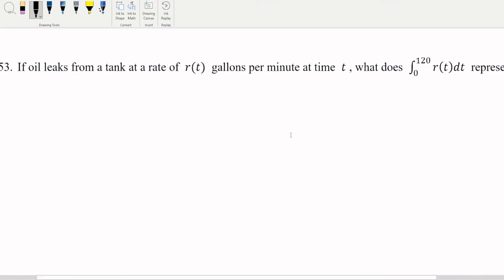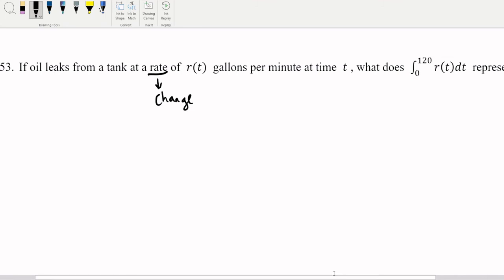Okay, so R of t is a rate. Rate makes me think change. This is something you always got to do. If you hear rate, that means change. Okay, so then it gives us the integral from 0 to 120 of R of t dt.